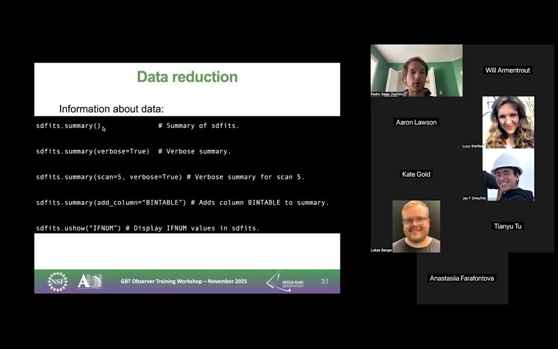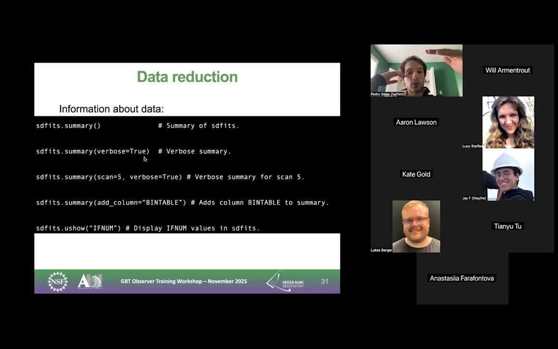So you can print a summary of your observations using .summary. And this .summary has a bunch of options. For example, you can tell it to be verbose. The way the observations are written is basically a long table with many columns, but a rough description is that you get one row for each integration that you observe with the telescope.